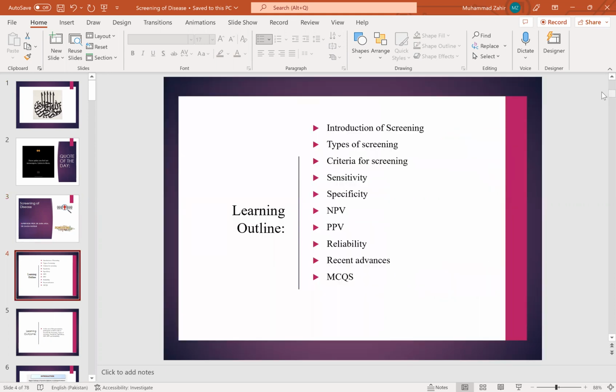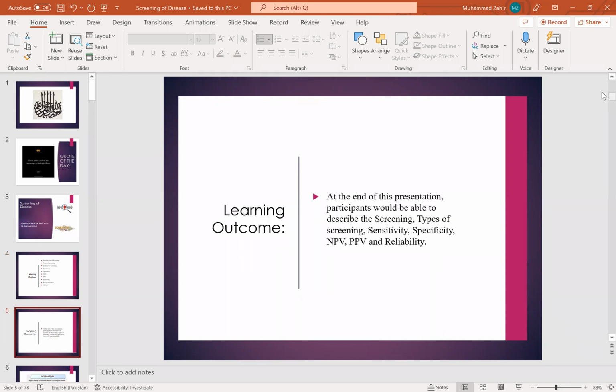Learning outlines include the introduction of screening, types of screening, criteria for screening, sensitivity, specificity, negative predictive value, positive predictive value, reliability, recent advances, and multiple choice questions. At the end of this presentation, participants would be able to describe the screening, types of screening, sensitivity, specificity, negative predictive value, positive predictive value, and reliability.